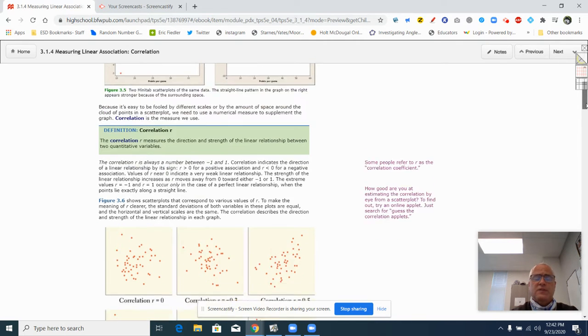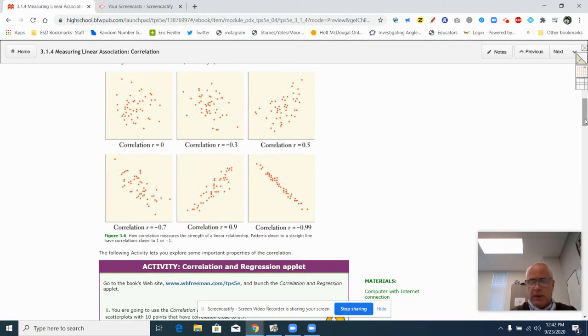Now, as is often the theme with statistics, there is a formula to come up with the correlation. We don't look at the formula, okay? We just take the fact that we know what correlation is, and it gives us all we need to know in an AP statistics class.